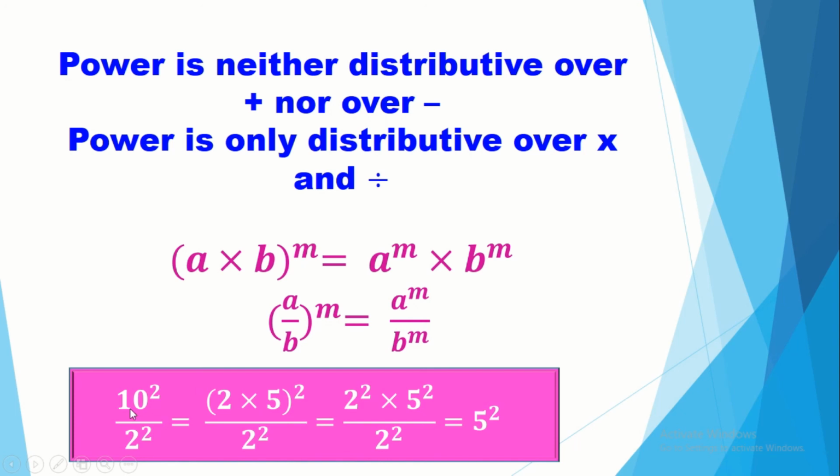Now here is an example. 10 square over 2 square. We can write 10 as 2 times 5. All square, sure, we keep on the power. Well, here we have times, we can distribute the power. So it's 2 square times 5 square over 2 square, we copy it. Now as you see, we can simplify 2 square by 2 square, so it gives us 5 square.